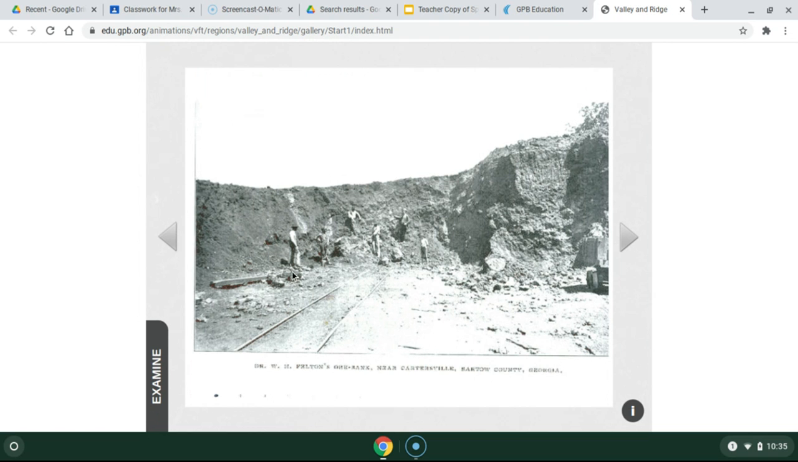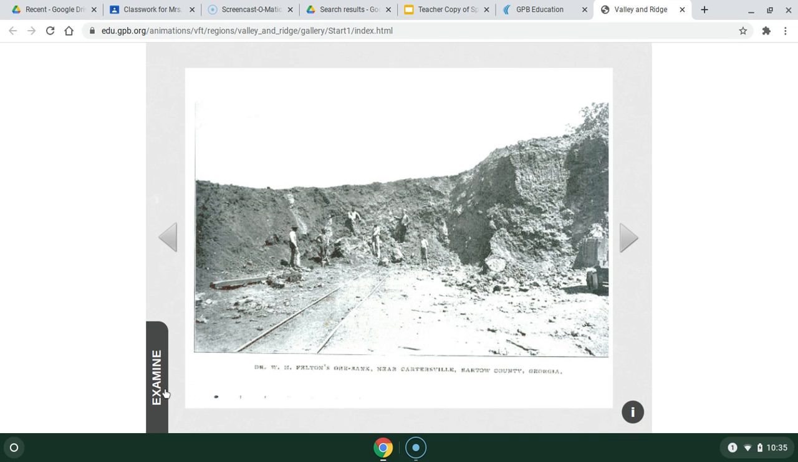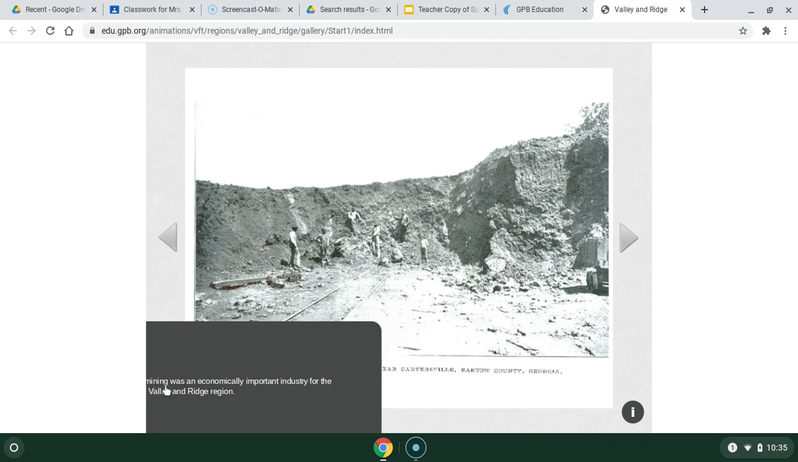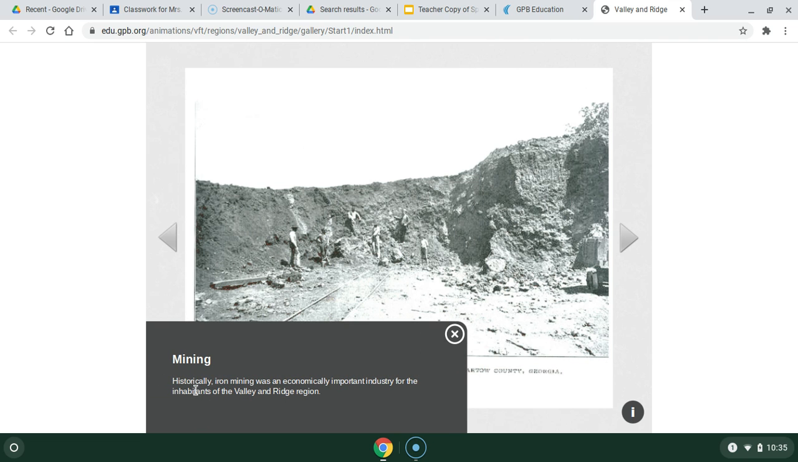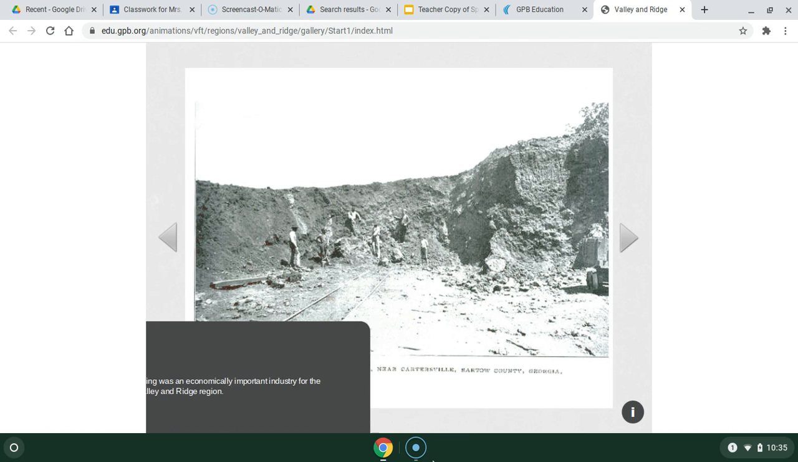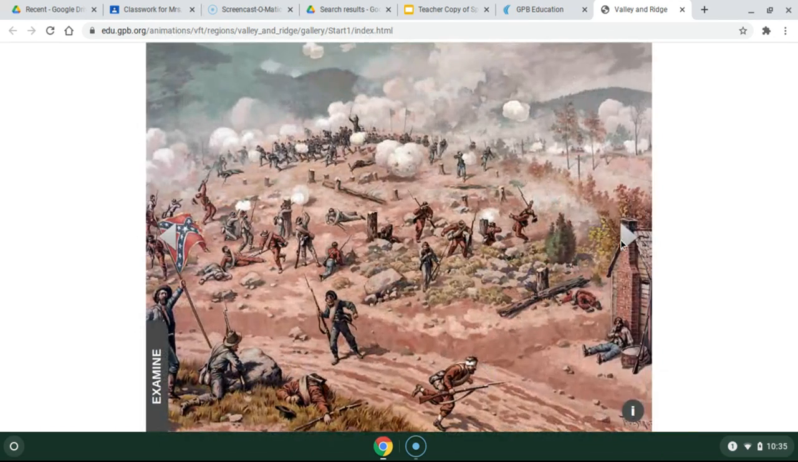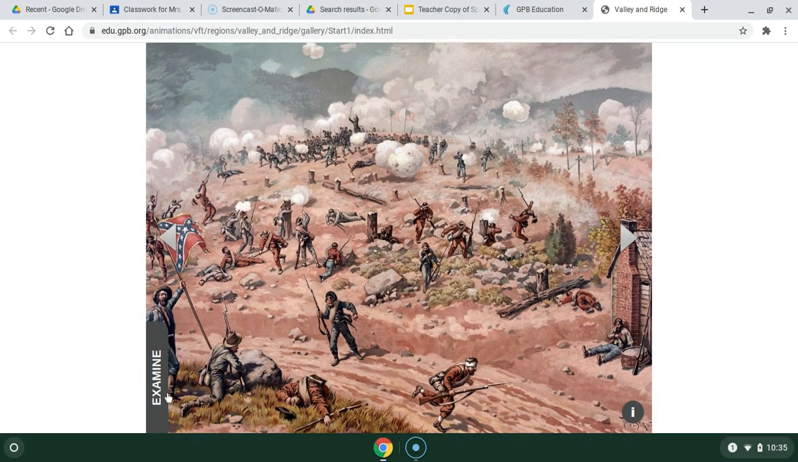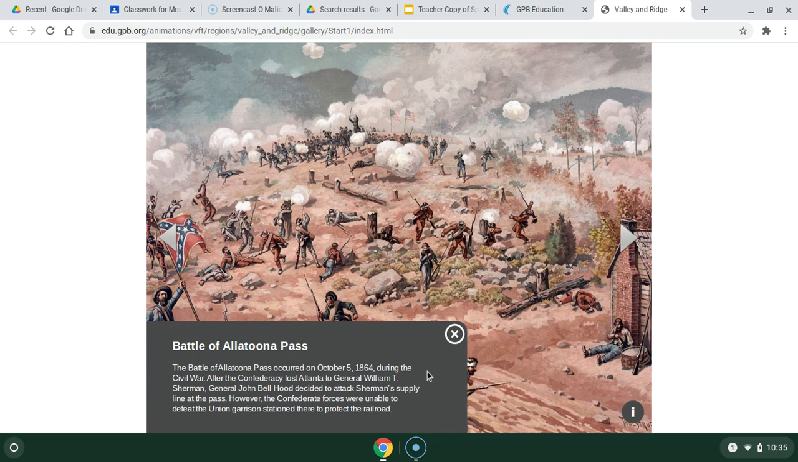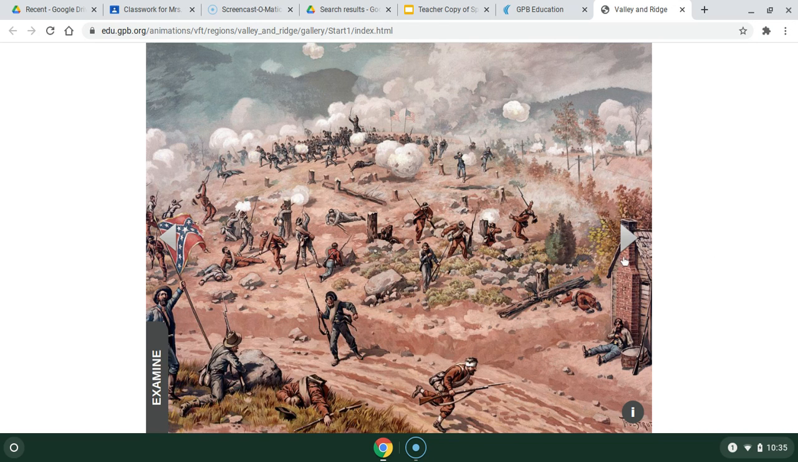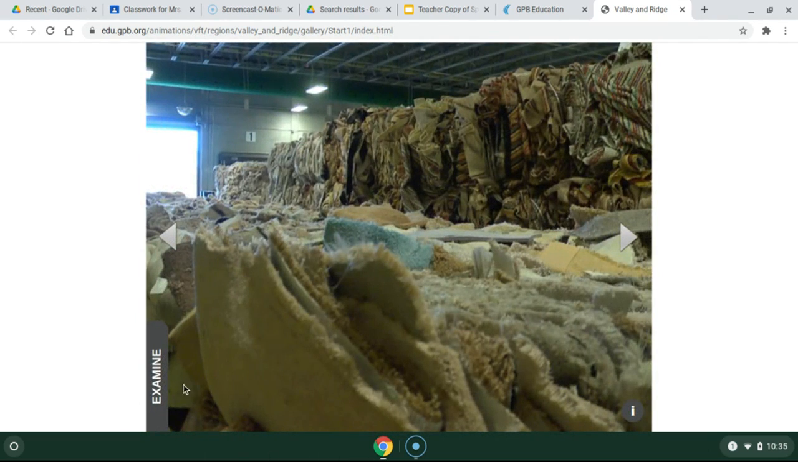All right, now this is pretty neat to me. These are older pictures. It says, historically, iron mining was important to the Valley and Ridge region. So mining was something that used to be done in this region. Now, all right, this was a battle, and we don't do battles in first grade, so I'm going to scoot past that one.